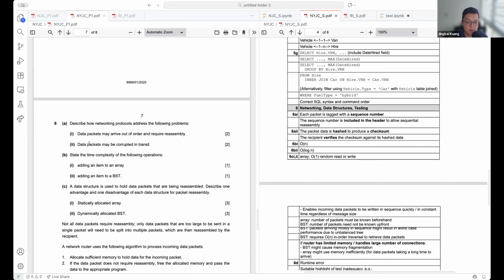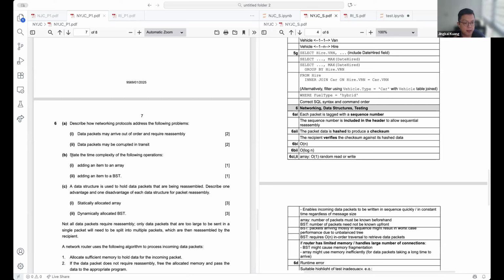Data packets may be corrupted in transit. This is the part where your signature comes in. If you look at the answer key, packet data is hashed to produce a checksum, then I verify the checksum. This is similar to your digital signature idea. Part B is the one I have some issue with.